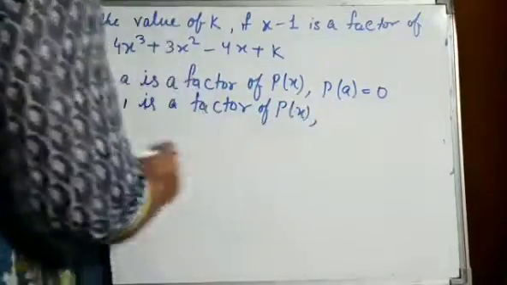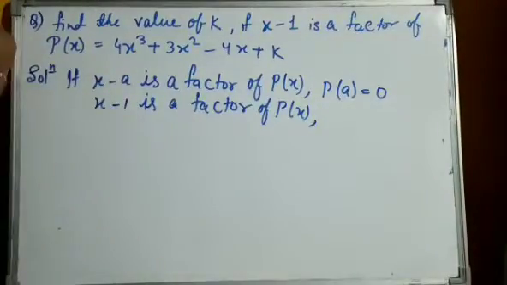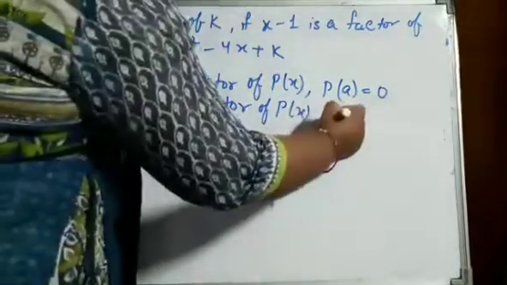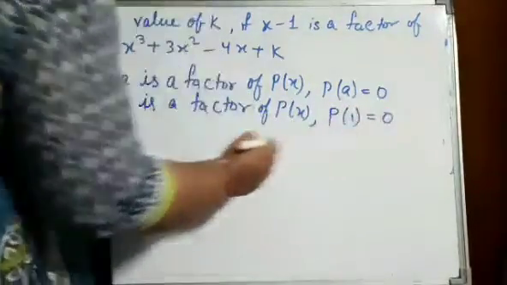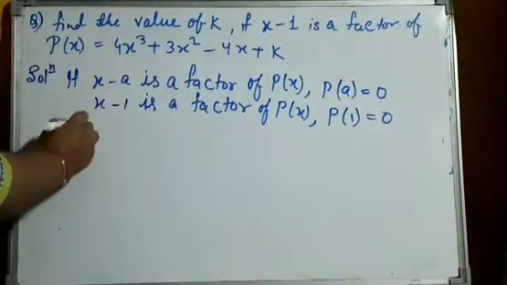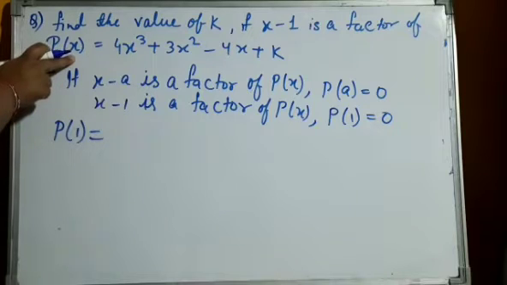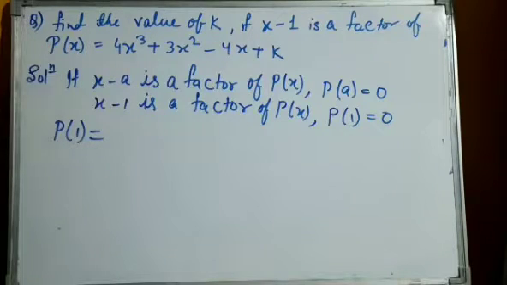So what can we write in the place of a? What is written? 1. So what will we write? P of 1 will be 0. Now calculate P of 1. In the place of x we will put the value x is equal to 1.